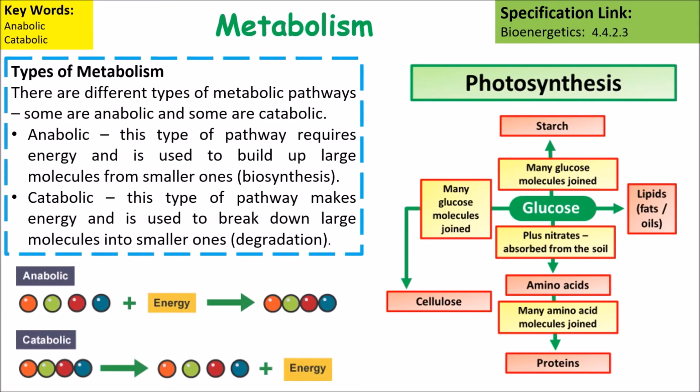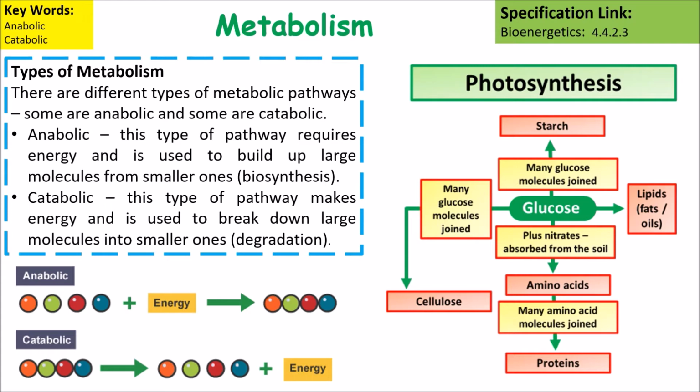There are different types of metabolic pathways. An anabolic pathway is a type of pathway that requires energy to build up larger molecules from smaller ones. Catabolic pathways, or catabolism, is a type of pathway that makes energy.